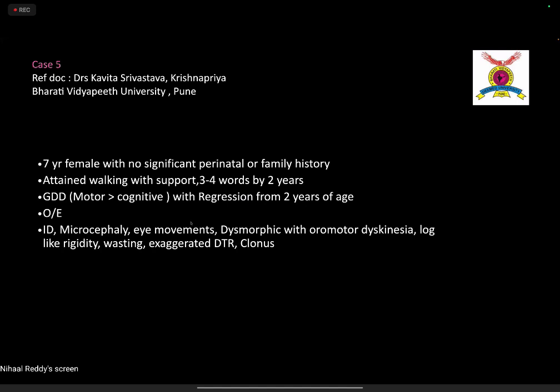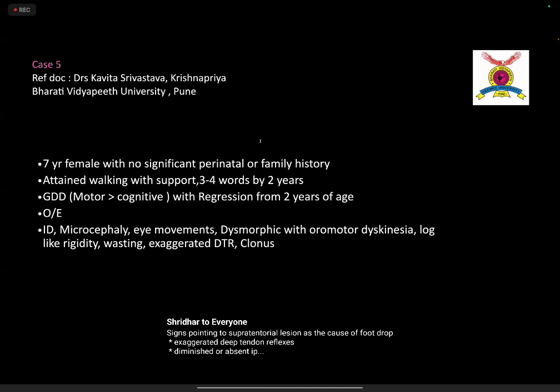It's a second child. Here, she's a 7-year-old female with no significant perinatal or family history. She has 3 healthy siblings, which are all girls. She had a normal birth weight of 3 kg, and from 6 months of age, she was a failure to thrive child. From 6 months to 2 years, she was achieving the milestones, but rather slowly, and she could walk with support by the age of 2 years with 3 to 4 words vocabulary. And from 2 years of age, there is motor and cognitive regression.